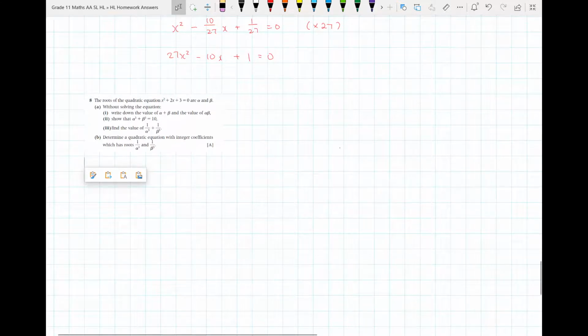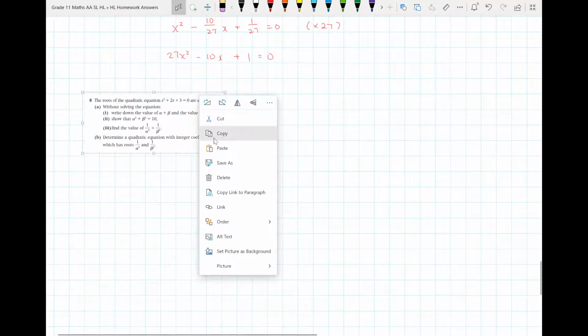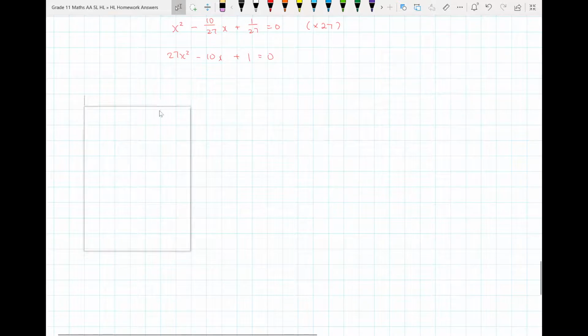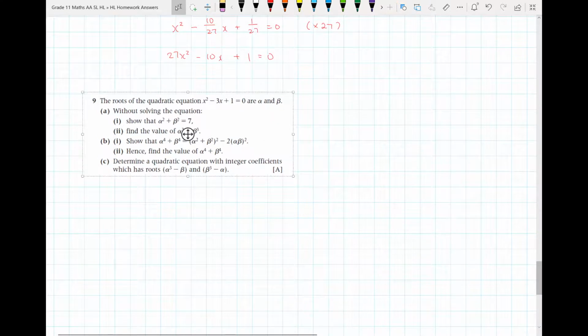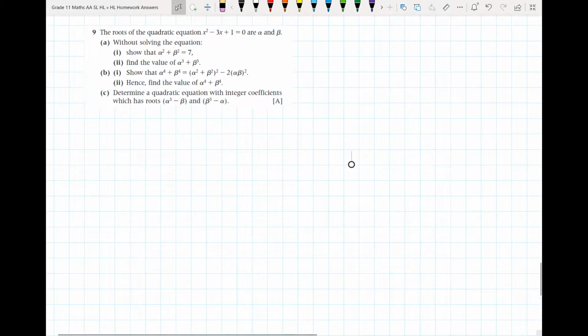Oh, no, that's not what I want to do. Ooh, looks like a long question. Good thing the coefficient of the square term is just 1. No, this is a, not alpha. And let me just write down the sum and the product of roots. So the original sum is positive 3, product is 1.